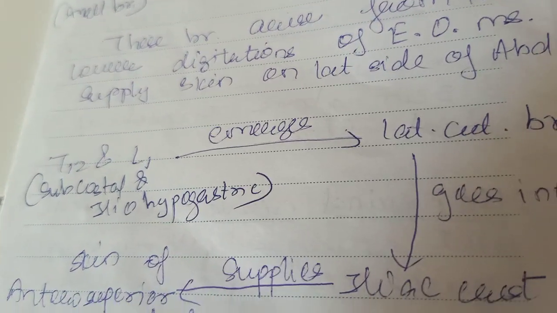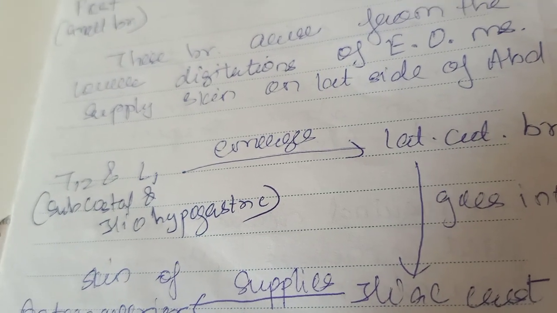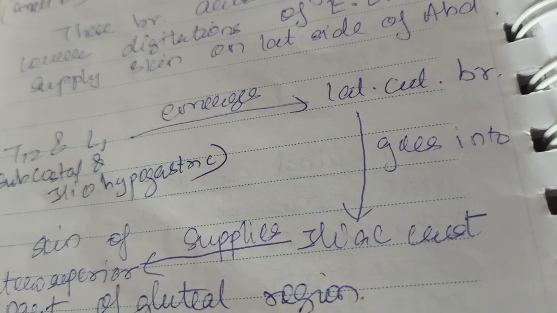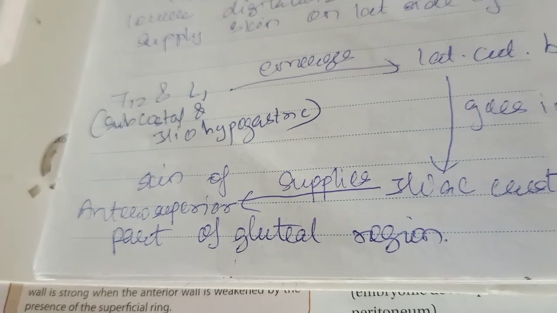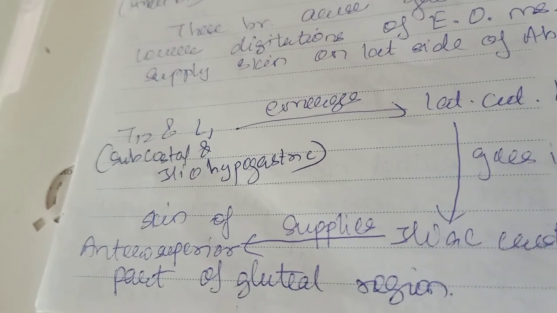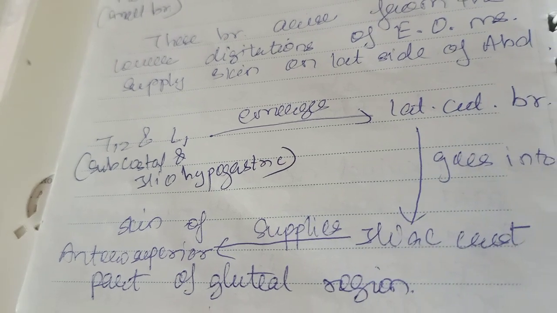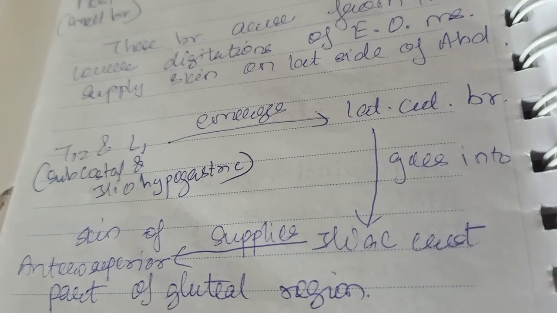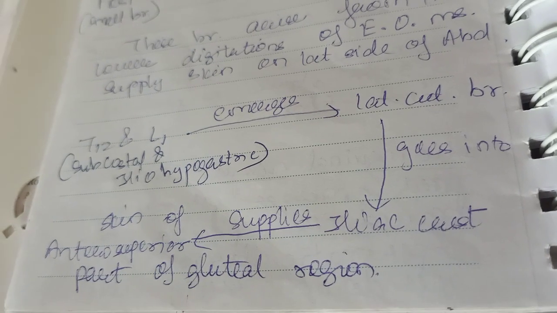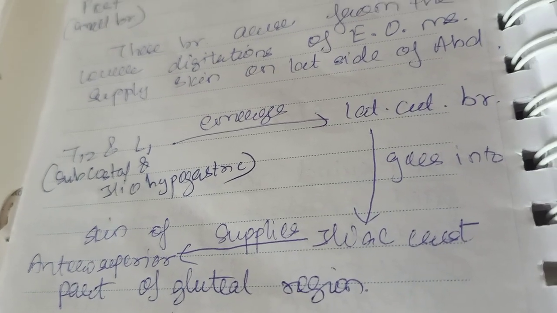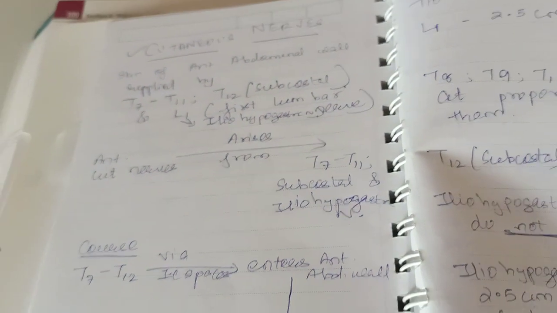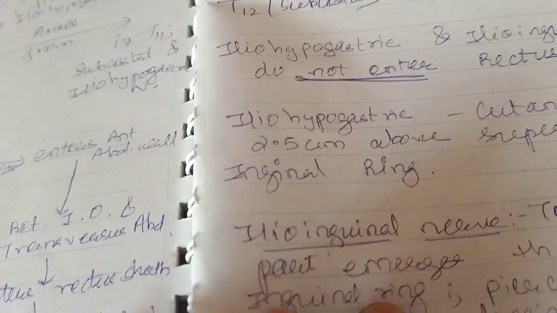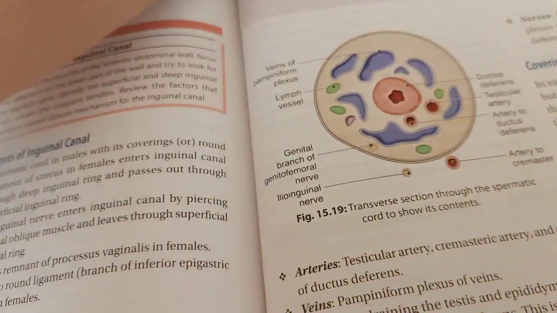Next, from T12 and L1, that is subcostal and iliohypogastric, there emerges a lateral cutaneous branch. It goes over the iliac crest and it supplies the skin of the anterior superior part of the gluteal region. So these are the cutaneous nerves, which I have already sent in the group.